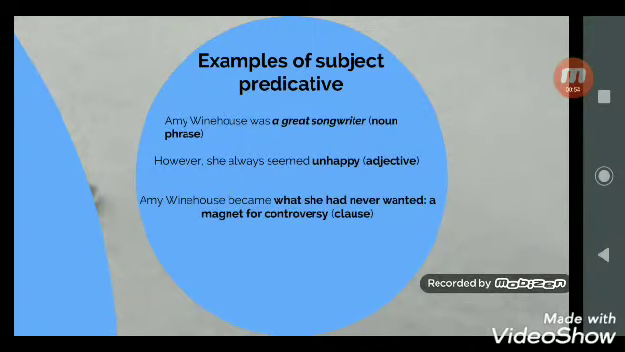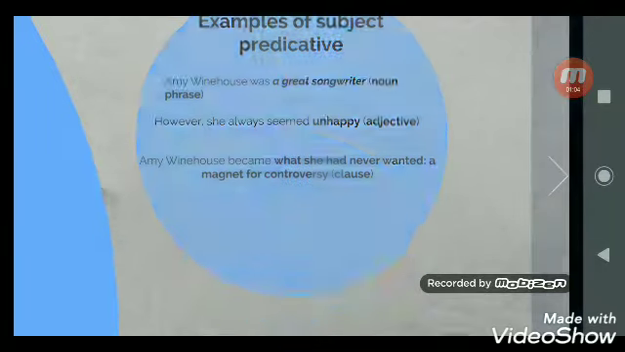Amy Winehouse became what she had never wanted, a magnet for controversy. And in this case, the highlighted part of the clause is the predicative, and that is the clause itself.